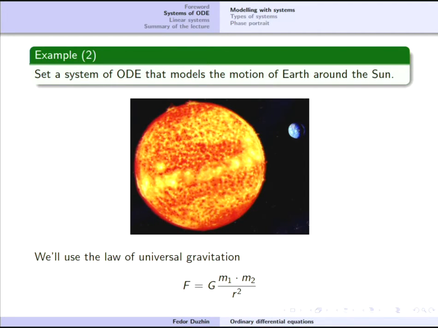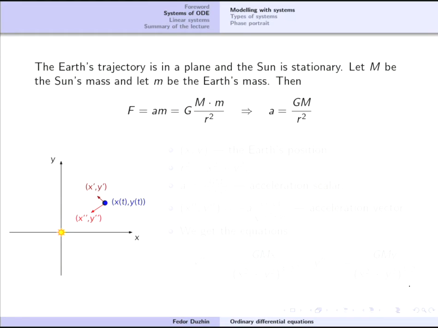All right. Now my second example sets up a system of differential equations that models the motion of a planet around the sun. We are going to use Newton's law of universal gravitation. According to the law of universal gravitation, the acceleration is inversely proportional to the distance from the planet to the sun. Right? So suppose that, of course, the Earth is moving.